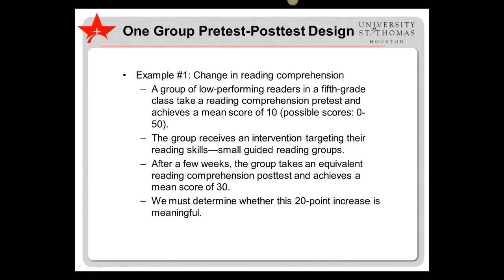Let's look at a couple of examples. First, change in reading comprehension. A group of low-performing readers in a 5th grade class take a reading comprehension pre-test and achieve a mean score of 10. Possible scores 0 to 50. The group receives an intervention targeting their reading skills, small guided reading groups. After a few weeks, the group takes an equivalent reading comprehension post-test and achieves a mean score of 30. We must determine whether this 20-point increase is meaningful.